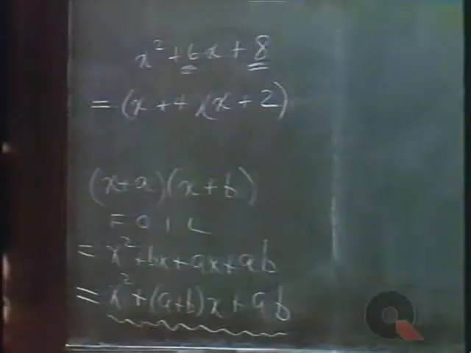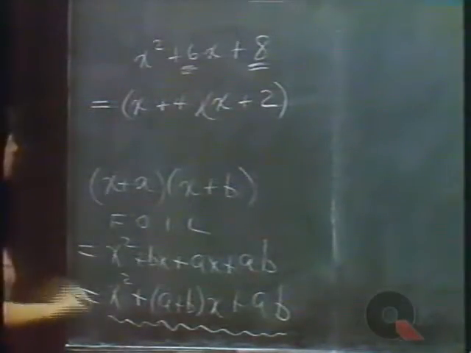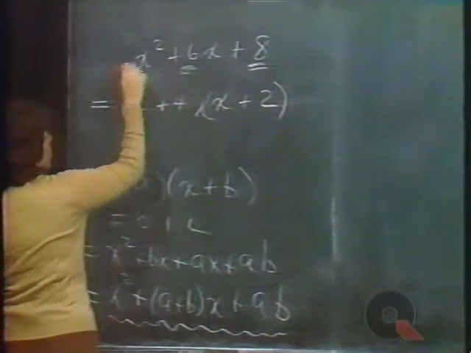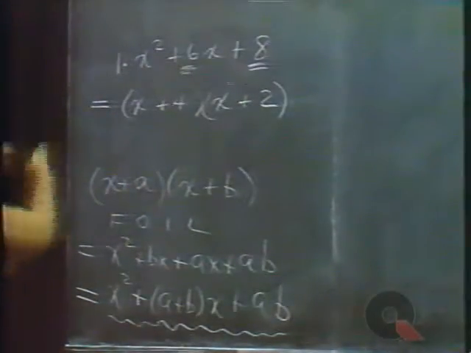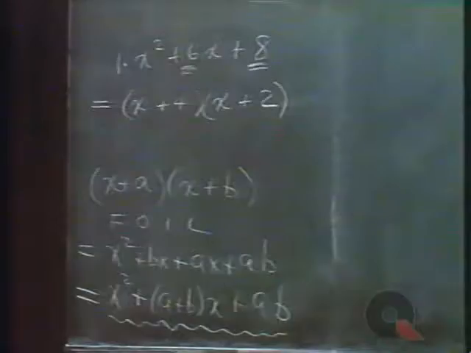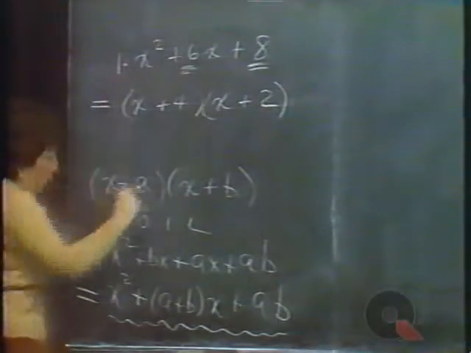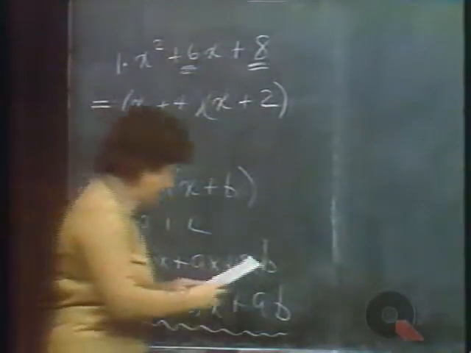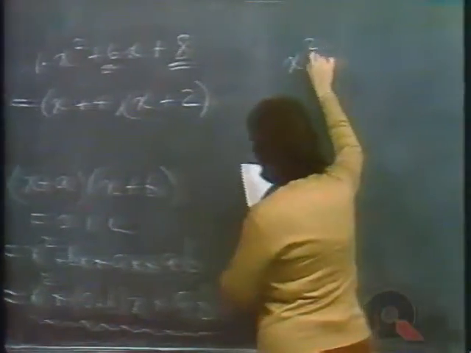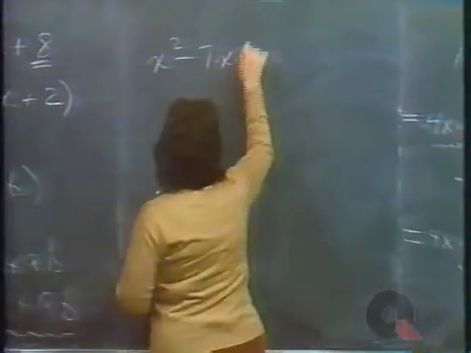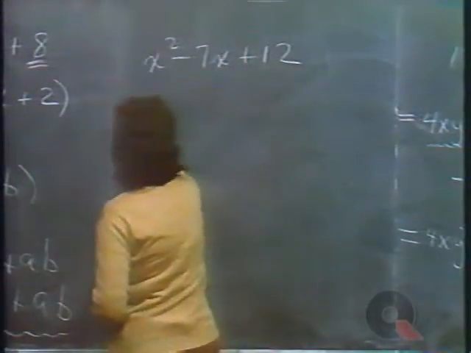By the way, I just want to mention that this procedure is only valid if it's a trinomial with lead coefficient 1, or if it's 1x squared. I cannot use this kind of reasoning if it was 2x squared. This is based on 1x squared or just x squared. Let's try another example. X squared minus 7x plus 12.